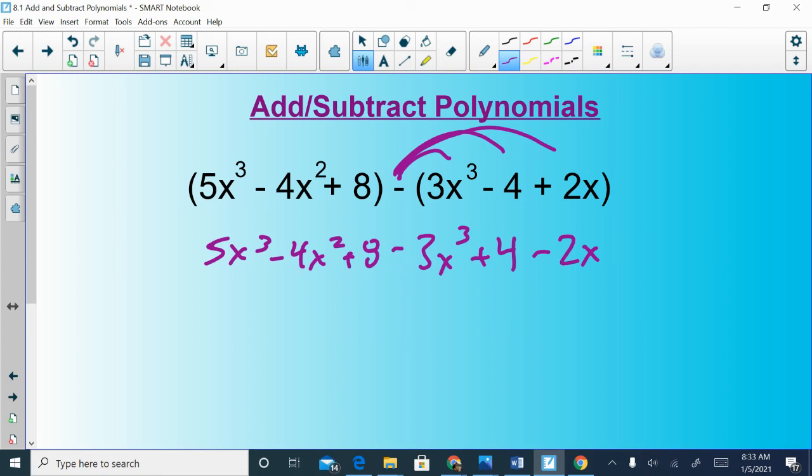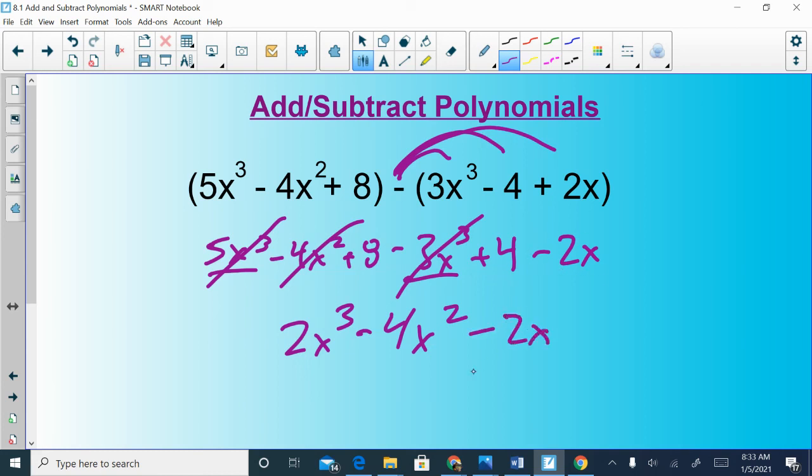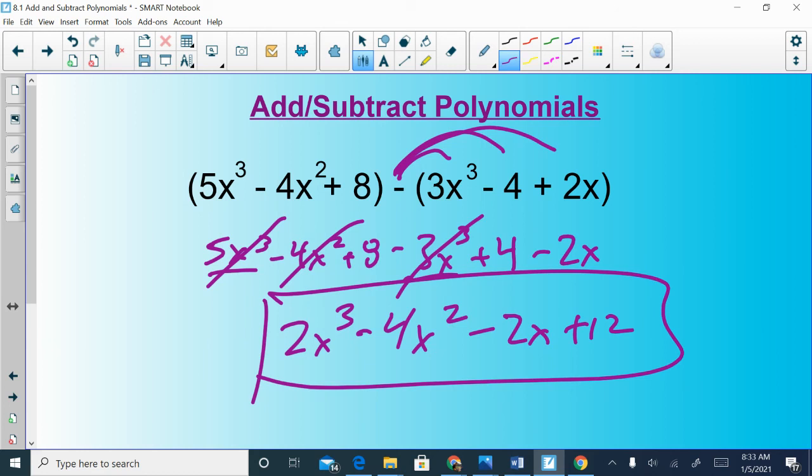And then from here, I just combine my like terms. 5x to the third and negative 3x to the third makes 2x to the third. Right, because 5 and negative 3 make 2, and then the x to the third's are like, that doesn't change. Negative 4x squared doesn't have anything that's like it, so it'd be negative 4x squared. Up next would be the plain x, and this one doesn't have any partners either, so it's just minus 2x. And then a plus 8 and a plus 4 makes positive 12, and that would be our final answer.